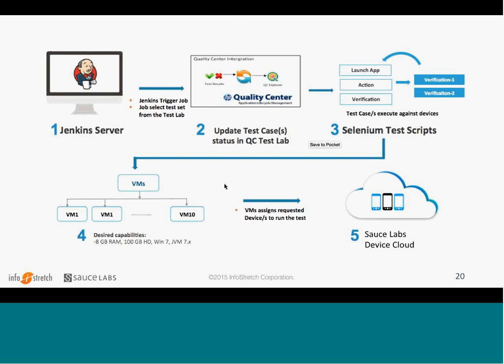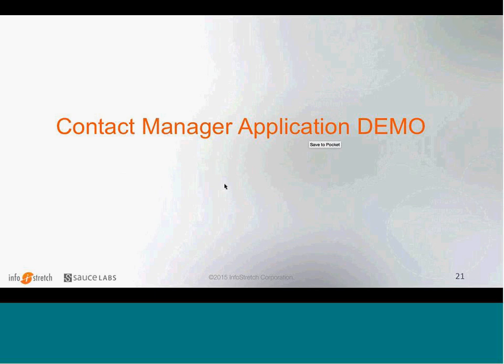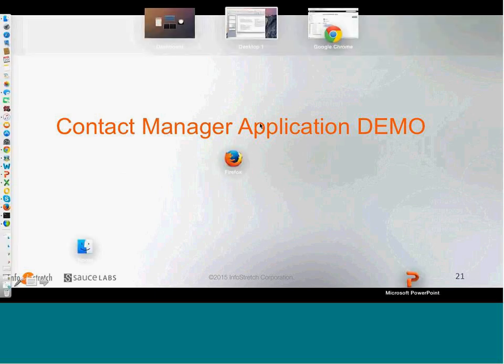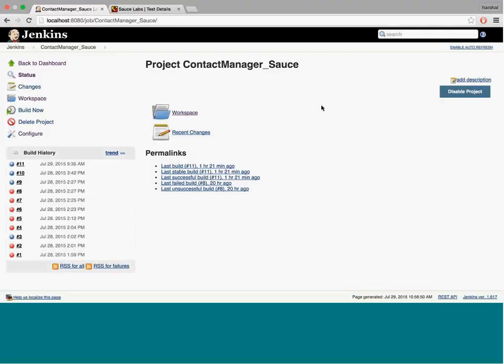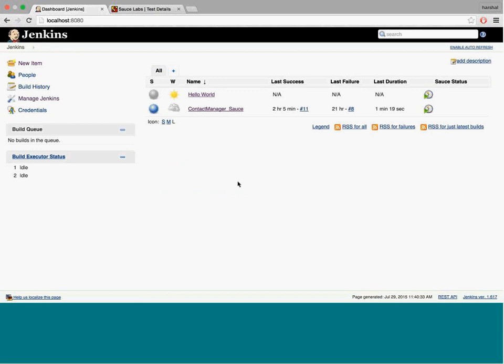Okay, enough of talk now. Let's see the actual demo of how the whole CI system would look like, right? Let me quickly, so this is how the demo of a Jenkins server or a CI server would look like.